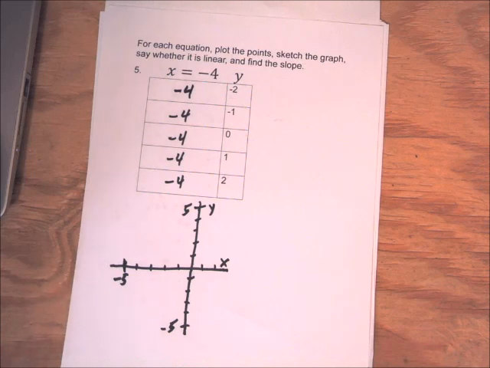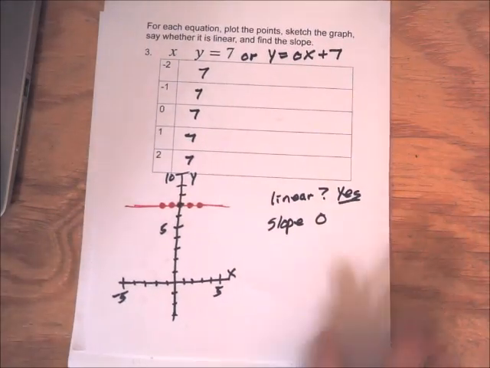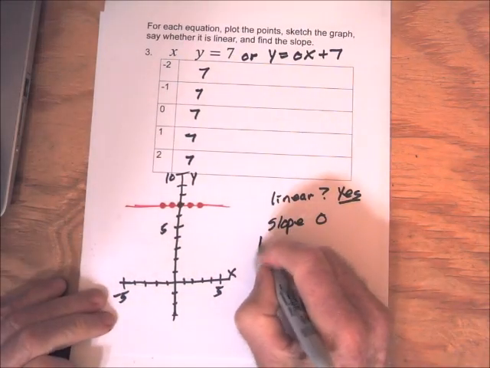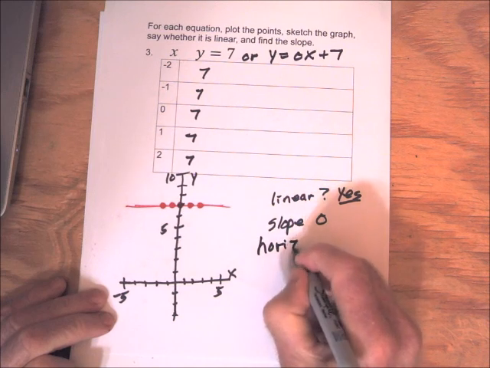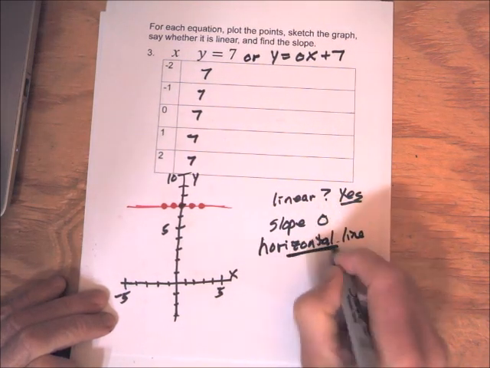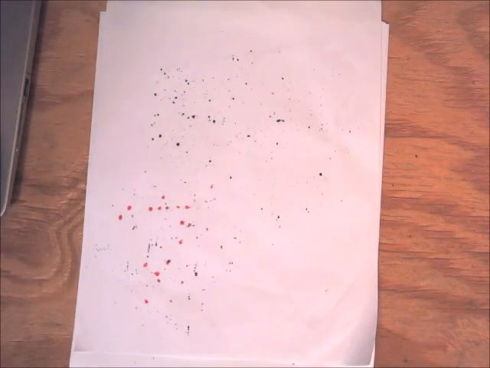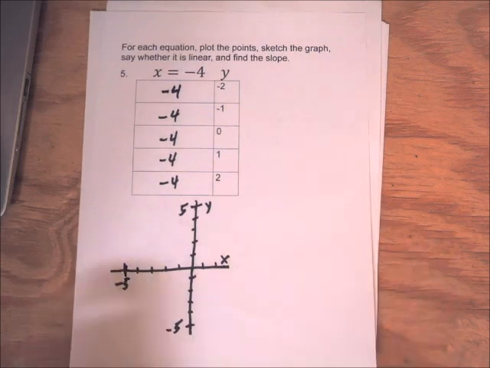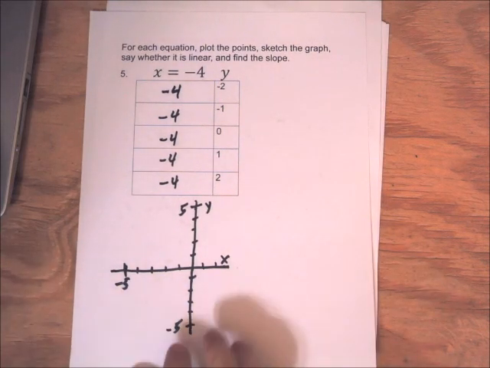And by the way, I forgot, when you have slope 0, that's a horizontal line. And in my example 3 here, I'd like to mention that this is a horizontal line. That's when you have slope 0, that's a horizontal line. This one is actually going to be a vertical line.